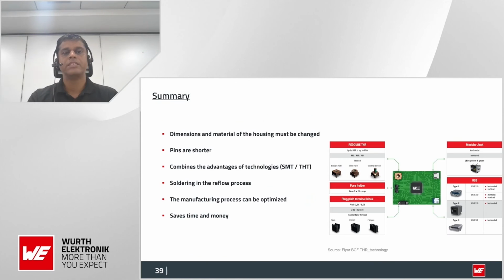So now we will conclude what we discussed. When we talk about through hole reflow, the dimensions, material and housing have to be changed. That is why normally a through hole component cannot be used without changing the enclosures. We have to change the materials. And pins have to be shorter compared to the wave through hole component which will be used for wave soldering. It combines the advantages of SMD and through hole. That is one of the biggest advantages we have with the THR process.